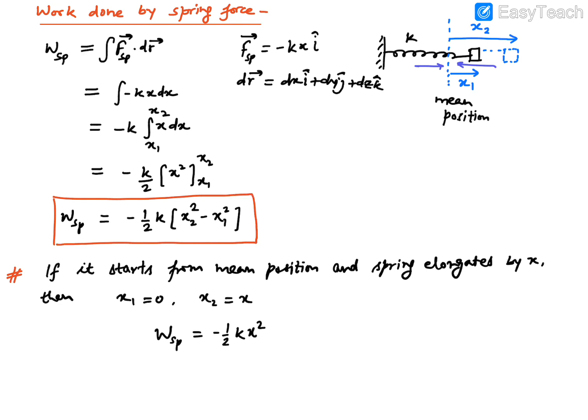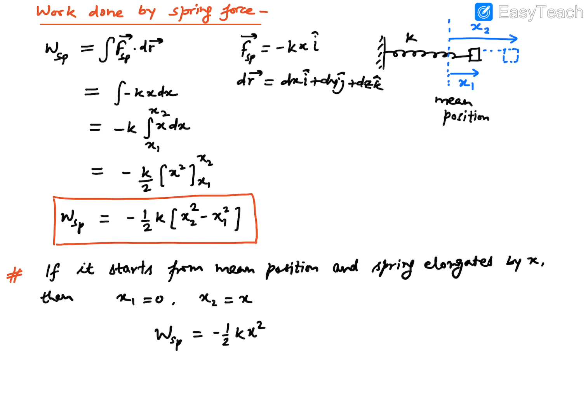That means you can say if the block is moving towards the mean position, then the work done by the spring is going to be positive. If the block is moving away from the mean position, then the work done is going to be negative. This is to be remembered for the work done by spring force. So we have understood the work done by gravitational force, work done by normal reaction force, work done by frictional force, work done by spring force.